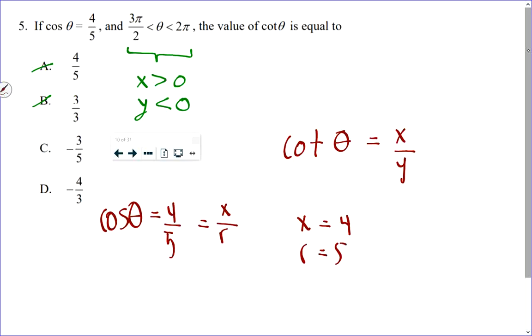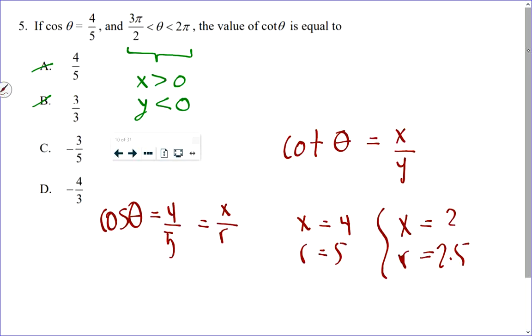I want to address something because I've had students in the past ask, how do you know the point has an x value of 4? Because the arm goes on forever, right? I don't. It's just a ratio. I could use x equals 2 and r equals 2.5, half of these values. Or I could use x equals 8 and r equals 10. Because it's the ratio that's 4/5.